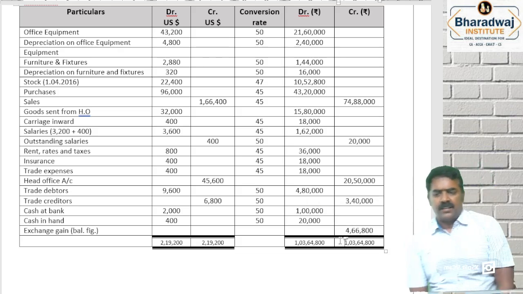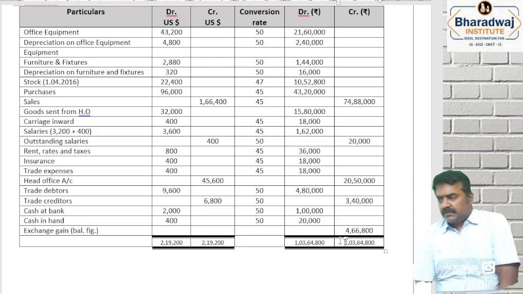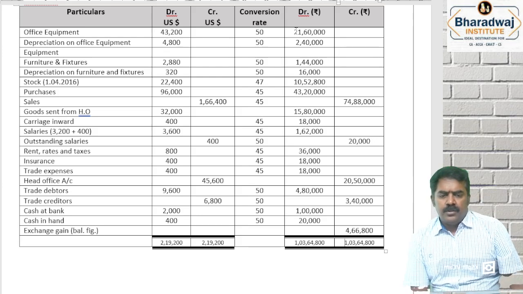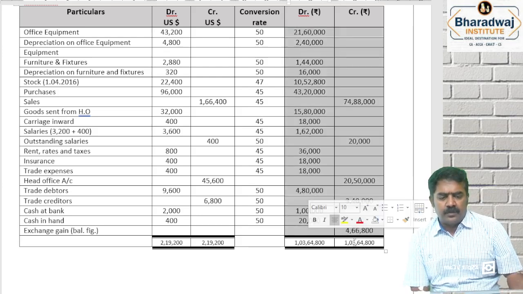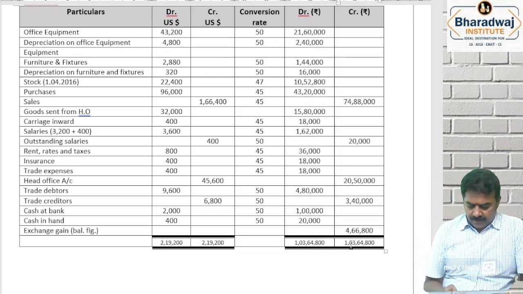There is a typing error. Actually, fixed assets rate is 50. Using this converted trial balance, we need to prepare which one? Trading P&L account and a balance sheet.